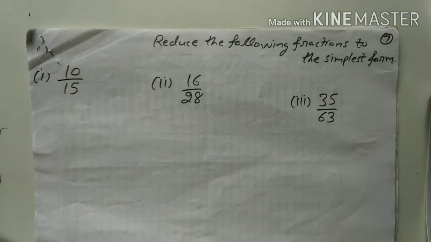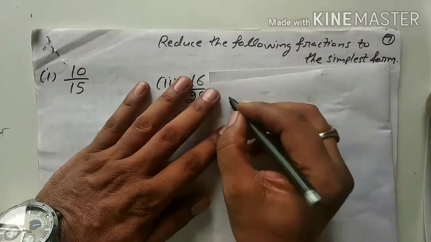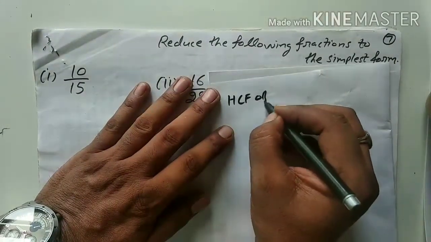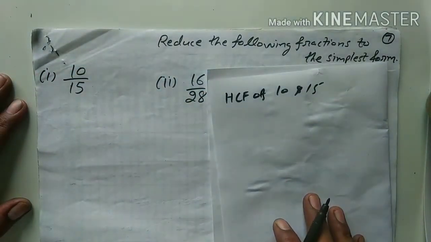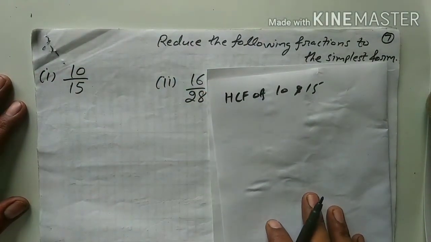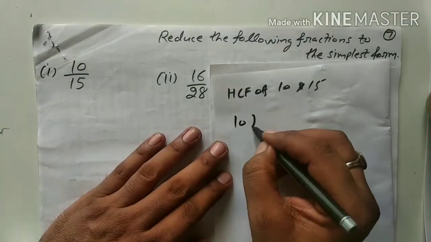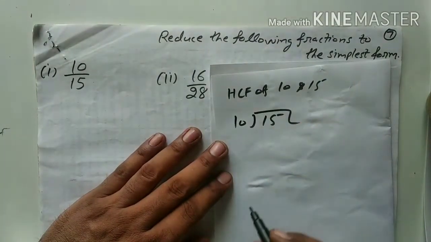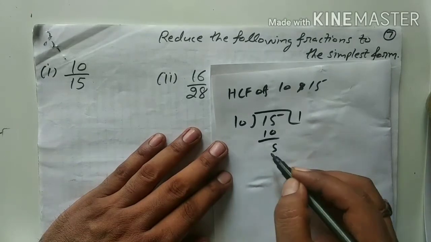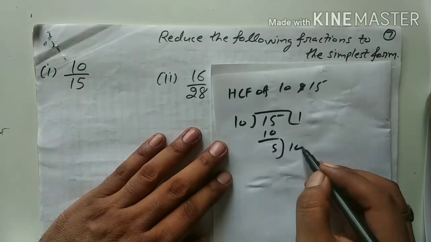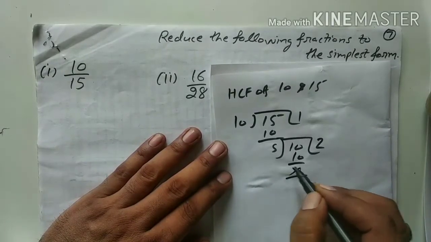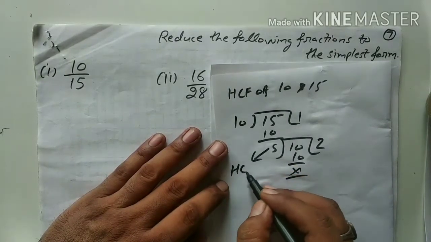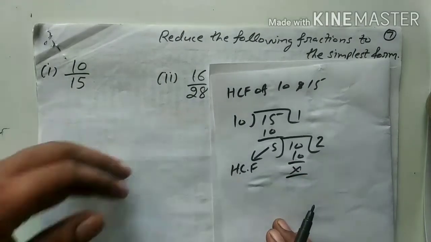Firstly, I will take my first question, that is 10 by 15. So first I will find the HCF of 10 and 15, and you know by which way we find the HCF, with the long division method. So 15 is divided by 10. Now 10 will be divided by this remainder. Now what is the HCF? The HCF is 5. Okay student?